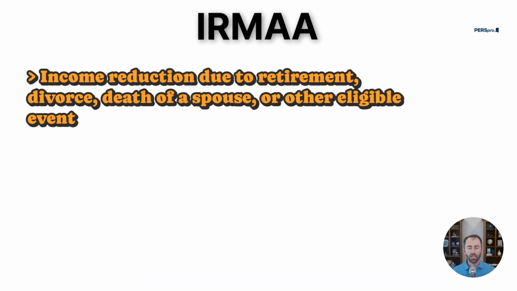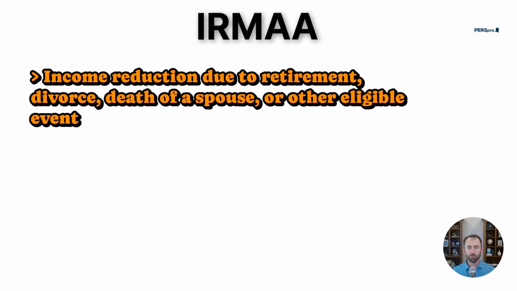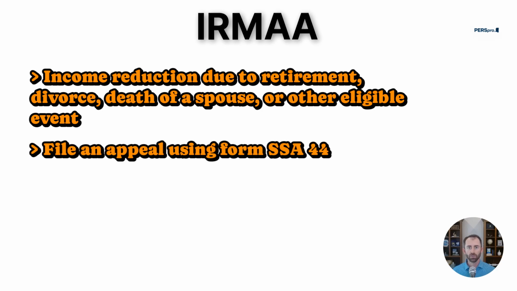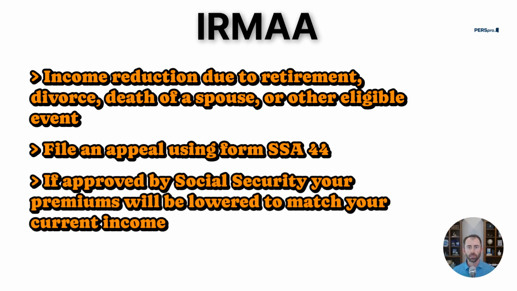for Part B. If your income has dropped significantly compared to that 2-year-old tax return due to retirement, divorce, death of a spouse, or other eligible event, you can file an appeal using Form SSA 44 to report a life-changing event. If approved by Social Security, your premiums will be lowered to match your current income.